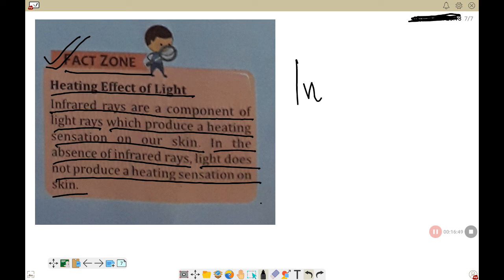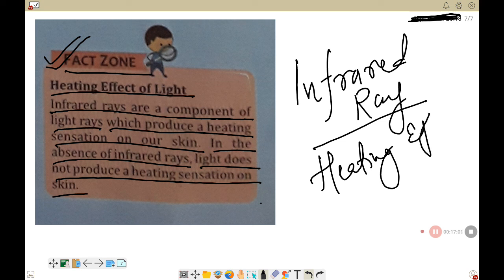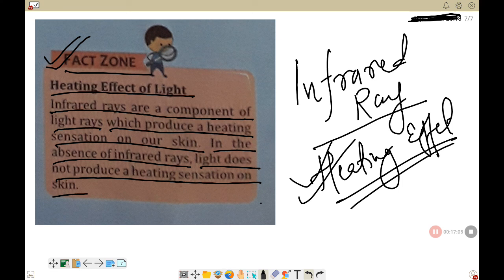So what is the main property of infrared rays? It causes a heating effect. It gives us a kind of heat. So the heating effect of light is due to the part of this electromagnetic spectrum called infrared rays. So this is it for today. We have completed each and every topic present on page number 71.